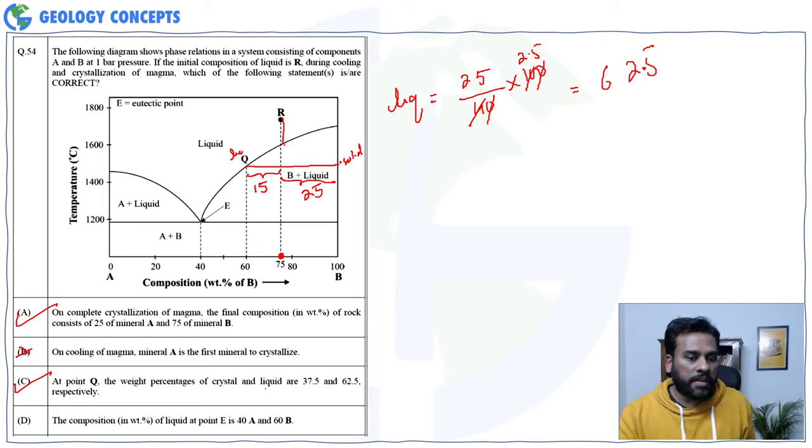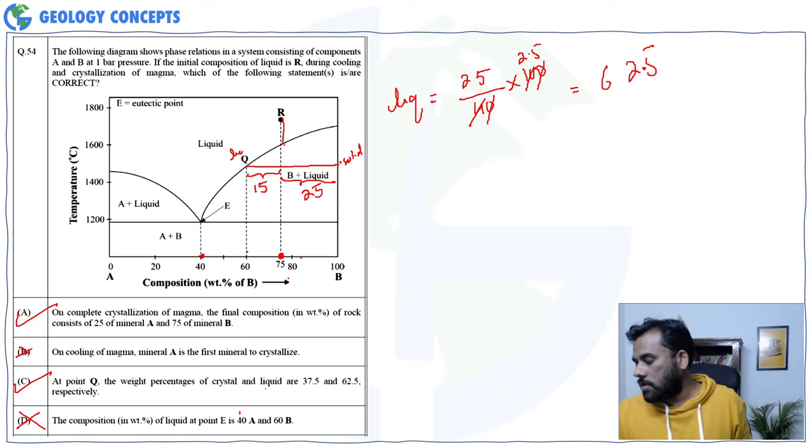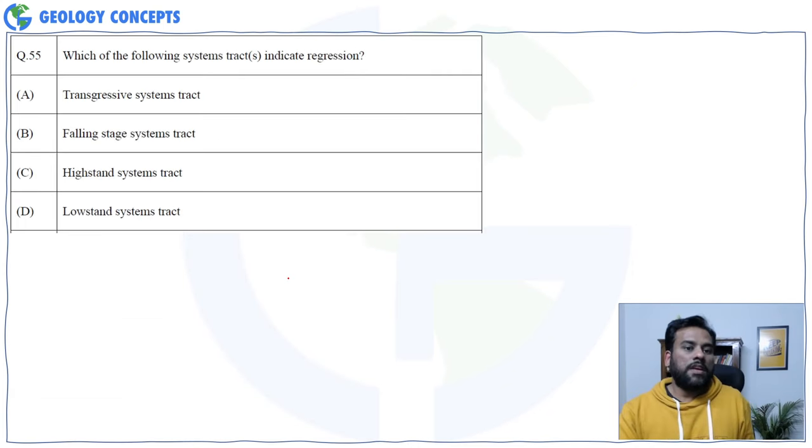So E is eutectic. At eutectic, 40 will be of B and 60 will be of A. No, this is wrong. 40 will be of B. 40 B and 60 A, because this is for B: 100, 80, 70, 60, 40. So 40 will be of B. So A and C will be correct.